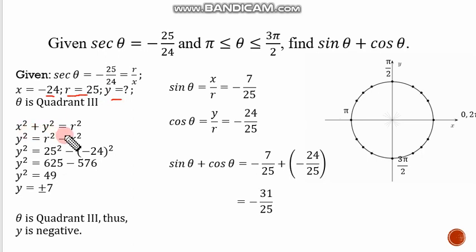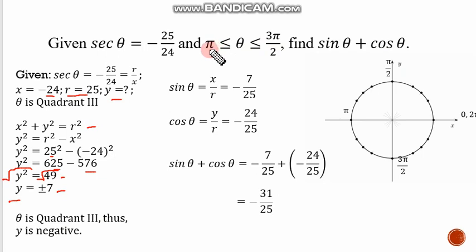So x squared plus y squared is equal to r squared. We have the r, which is 25, so 25 squared, and we have the x, which is negative 24. Let's get y squared. So y squared is equal to 25 squared, which is 625, minus negative 24 squared, that is 576. So 625 minus 576 is 49. And extracting the root, that's positive or negative 7 for our y.